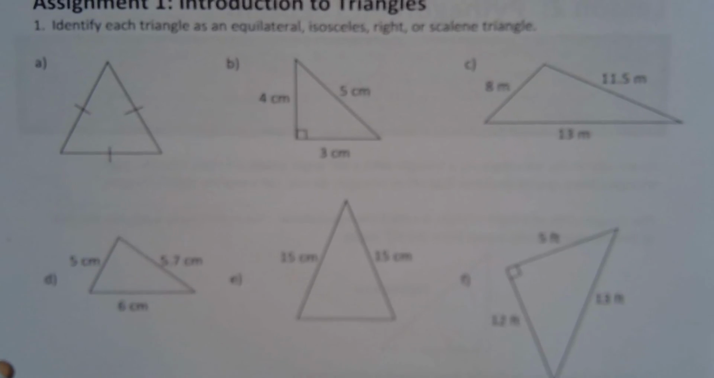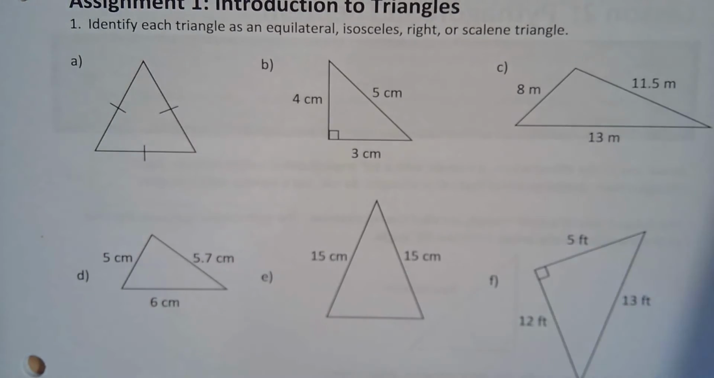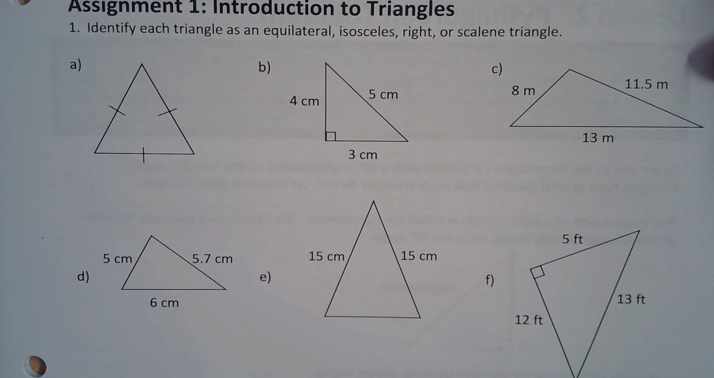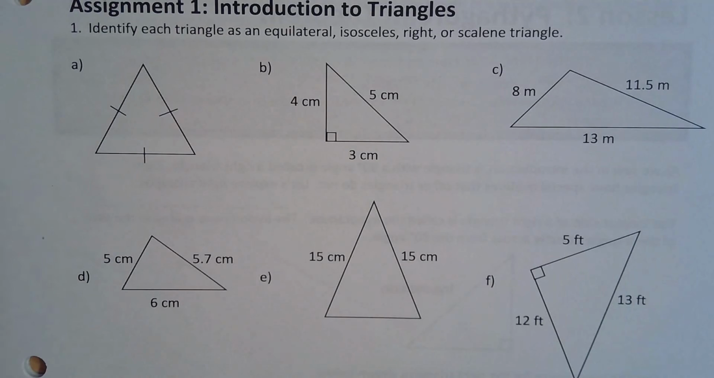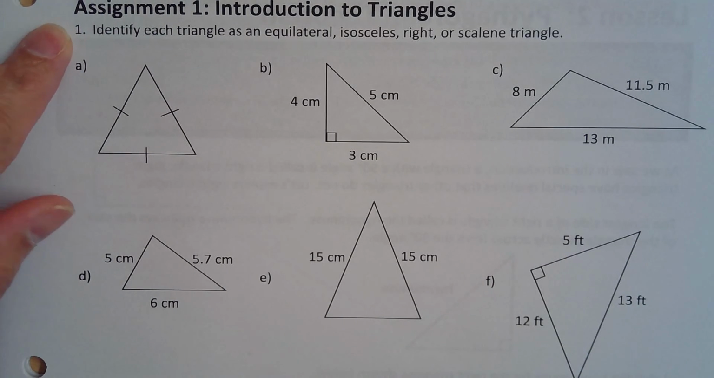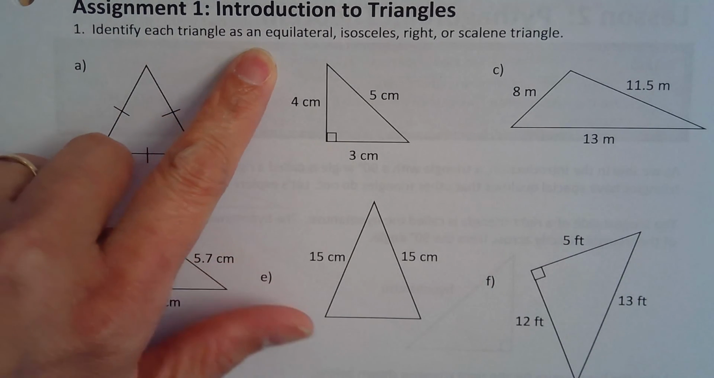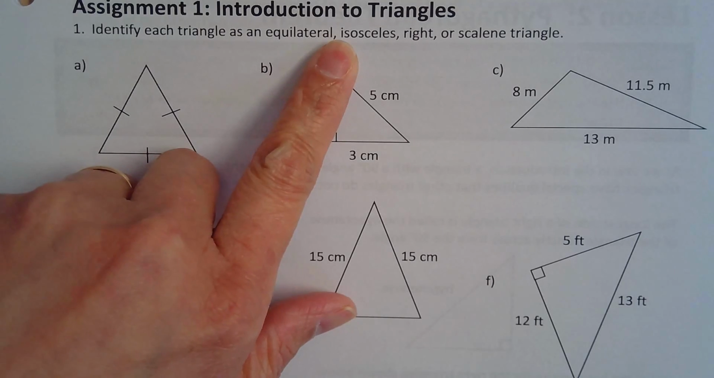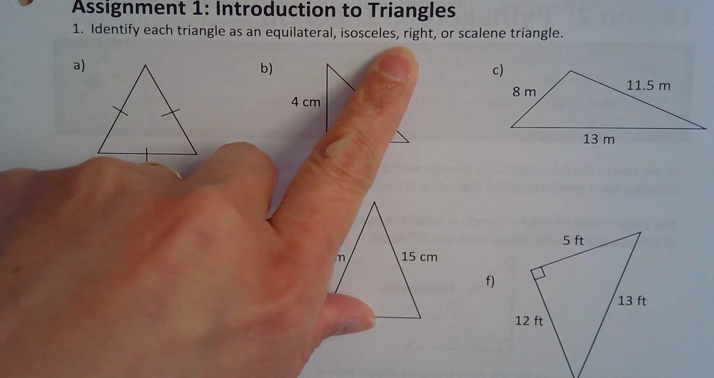So that leads us to this part here. Let's focus on that for a second. Assignment number 1: question 1 is identifying, is it equilateral? Is it isosceles? Is it a right triangle?